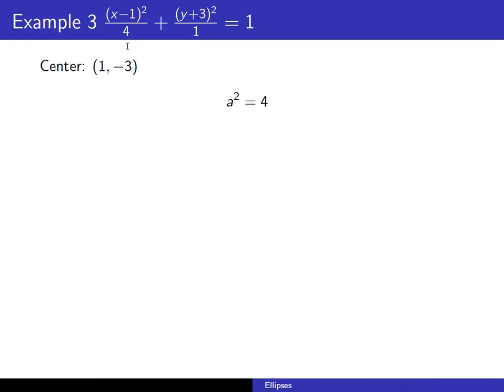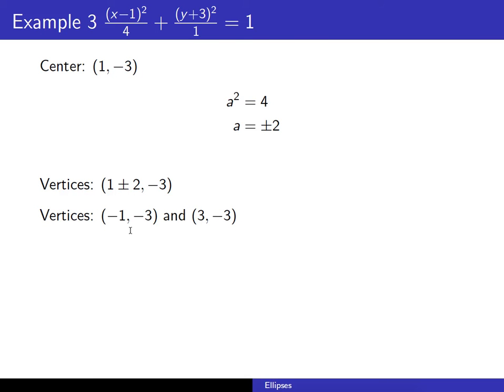a squared is going to be the larger denominator, and this one is because 4 is the bigger denominator and it's below x. Our ellipse is going to be wide. So a squared is 4, which means a is plus or minus 2. So to get our vertices, since our ellipse is wide, we're going to add and subtract 2 from the x-coordinate of the center. And when we do that, we get (negative 1, negative 3) for 1 minus 2, and then (3, negative 3) for 1 plus 2. Our major axis is going to be y equals negative 3.